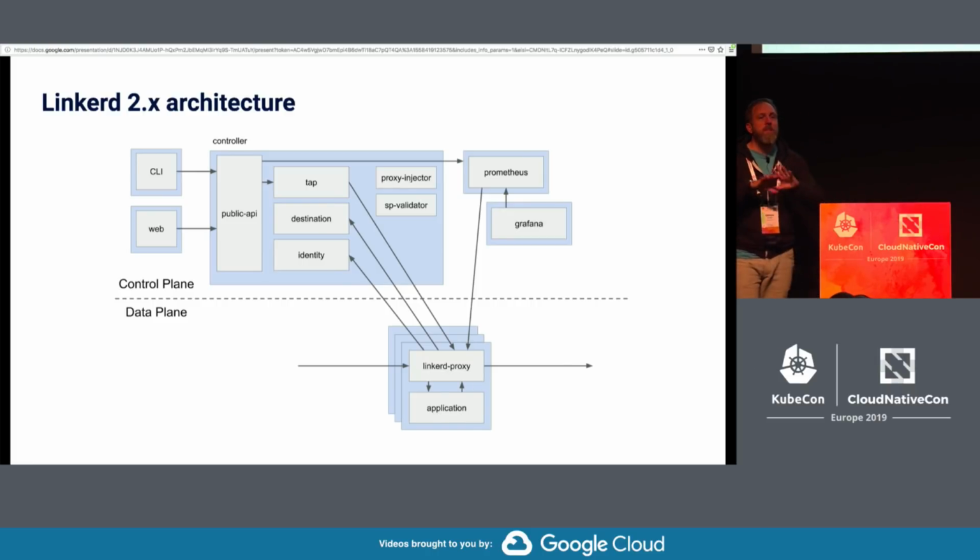But the point is, you have a data plane, and that data plane sits next to your application. It has to be really fast. And then you have a control plane. The control plane sits off to the side. That makes sense so far?